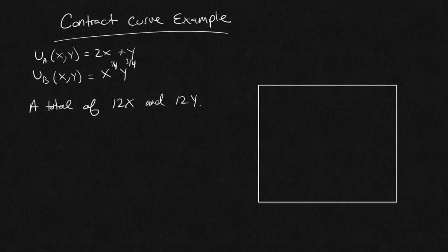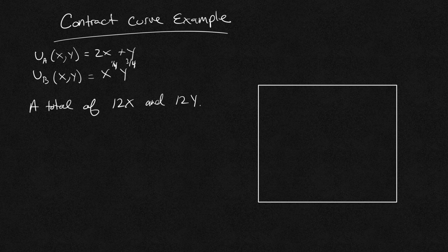I had a question brought to me by one of my students about the contract curve when we're looking at an Edgeworth box. This was the example they asked me to make a video about, where we are given a few utility functions for person A and person B, and then we're told that there's a total of 12 x's and 12 y's, and then they want to find the equation and then illustrate the contract curve on an Edgeworth box. So let's go ahead and begin.